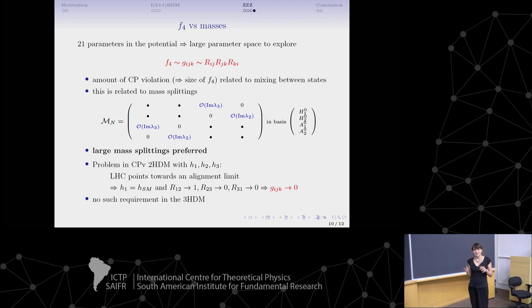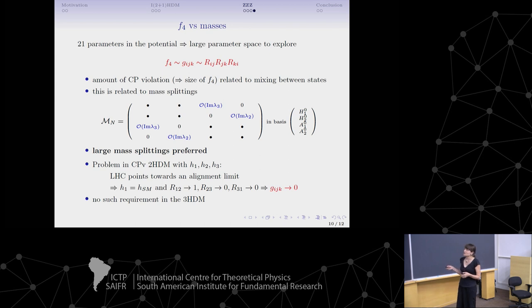But what I can tell you already is that we have found different ways and different regions to get relatively good results. The amount of CP violation, so the size of this F4, would depend on the mass splittings. Actually, what is preferred is that the mass splittings are relatively large. But they cannot be extremely large, because then the loop will shrink. If the particles are extremely heavy, that's also not very good. But if they are too close in mass, that is also not very good.